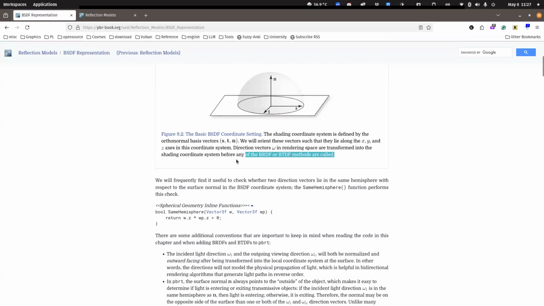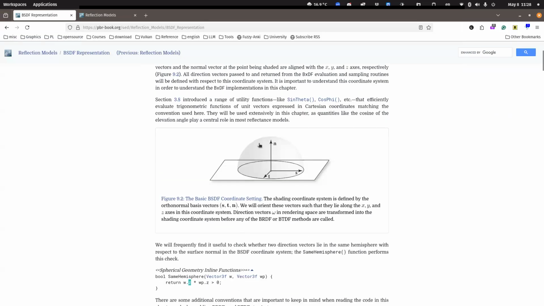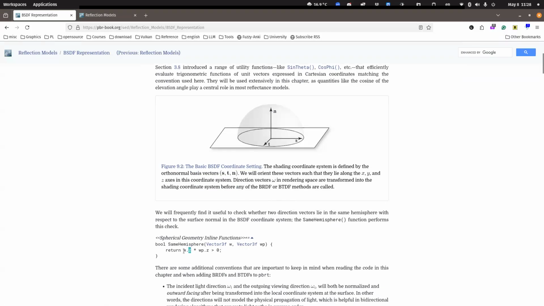It's sometimes useful to check whether two direction vectors lie in the same hemisphere with respect to the surface normal in the BSDF coordinate system. So the SameHemisphere function performs this check; it just checks whether their z coordinates have the same sign. If one is pointing upward and another is downward, then they will have different signs.